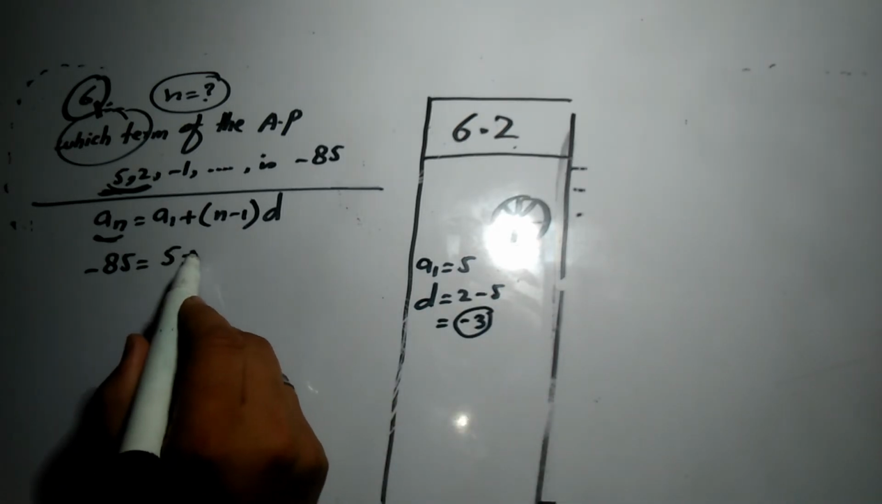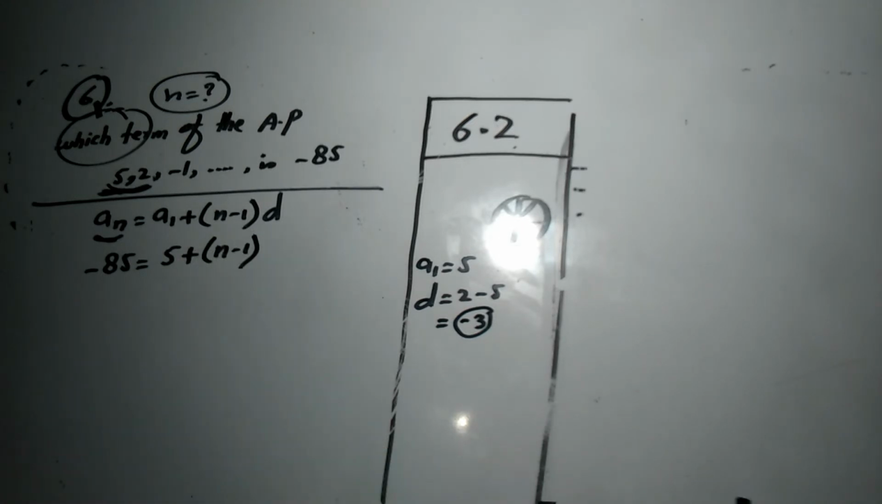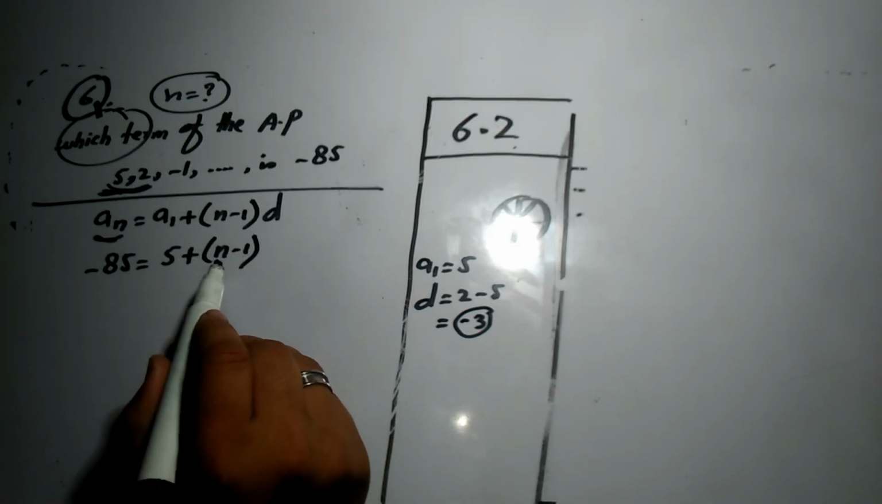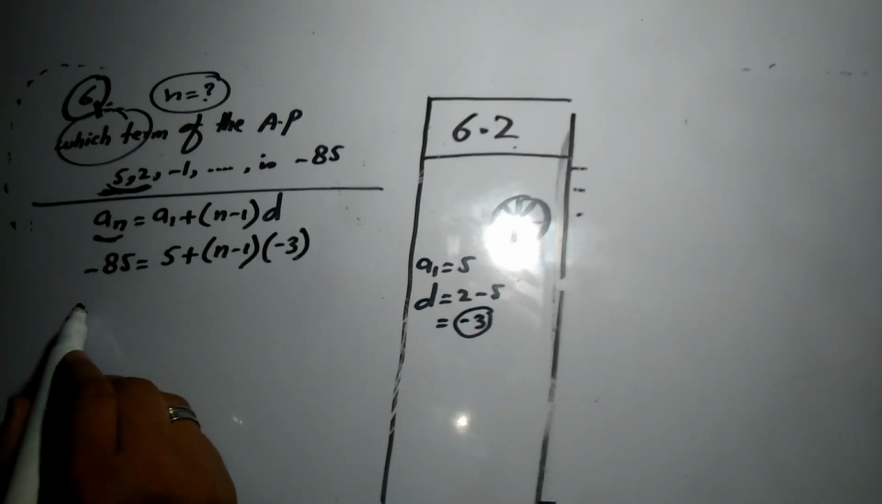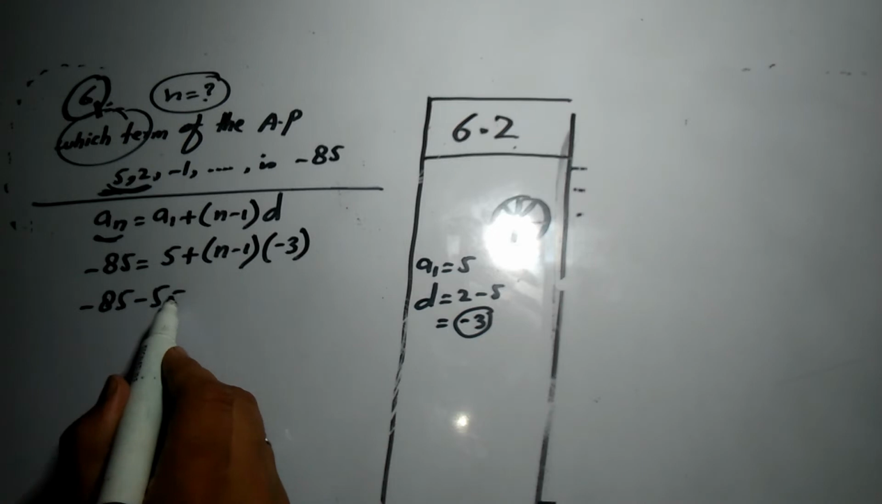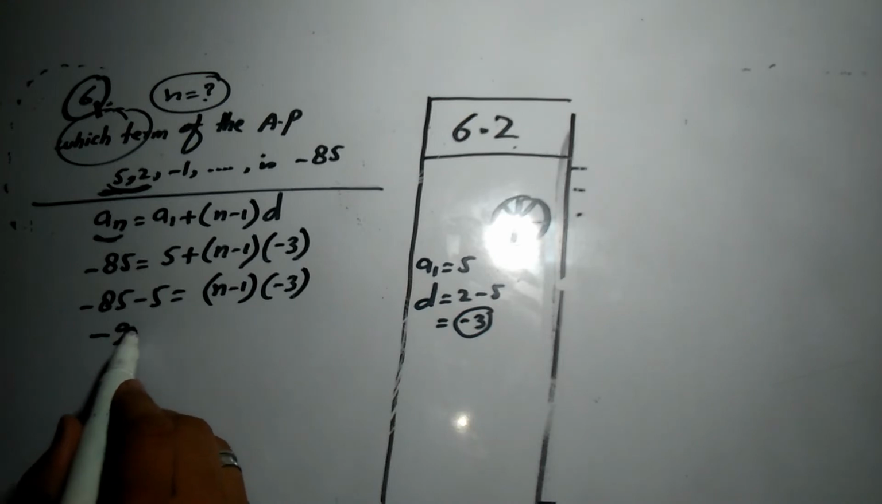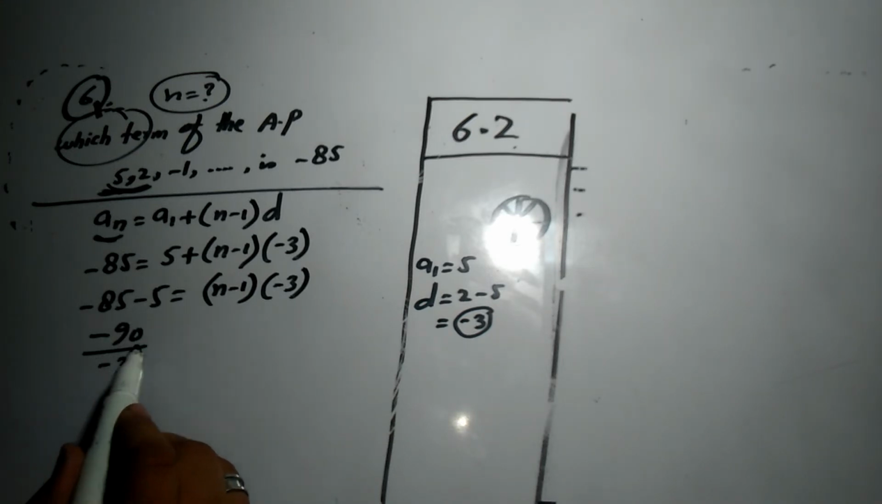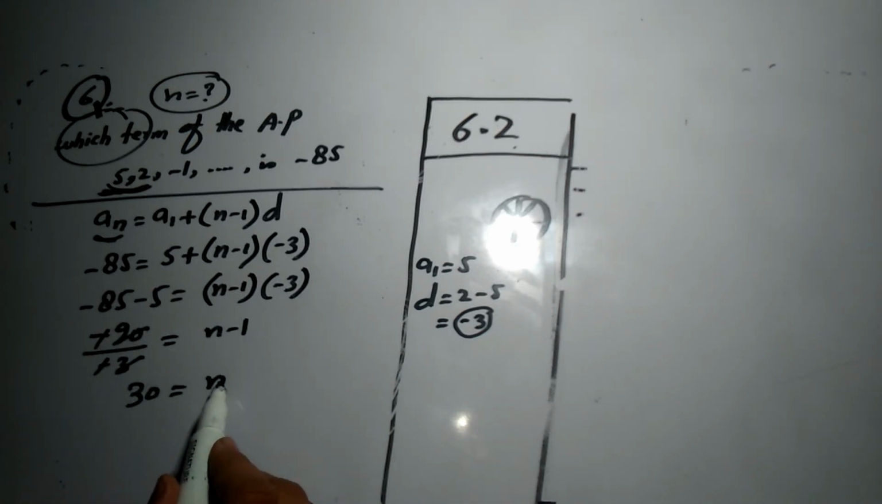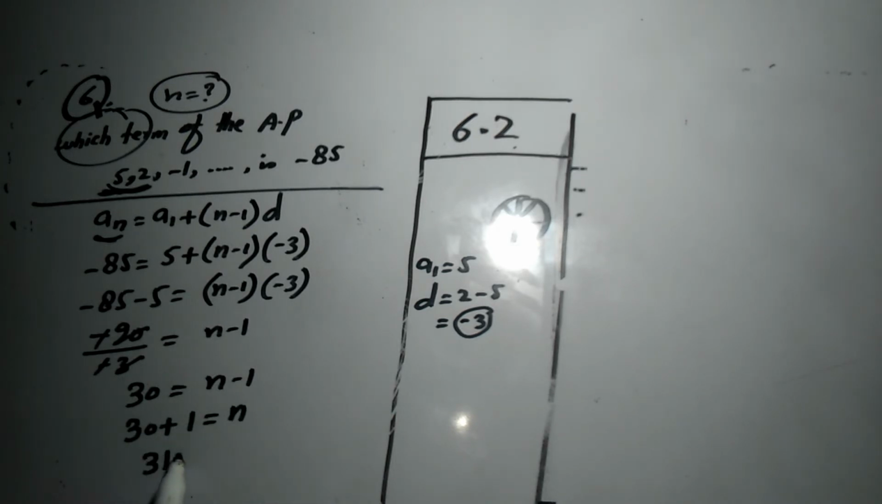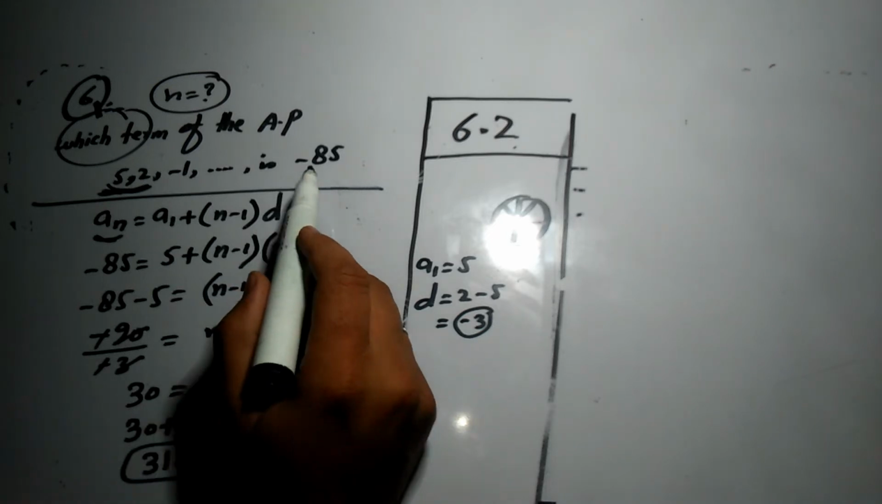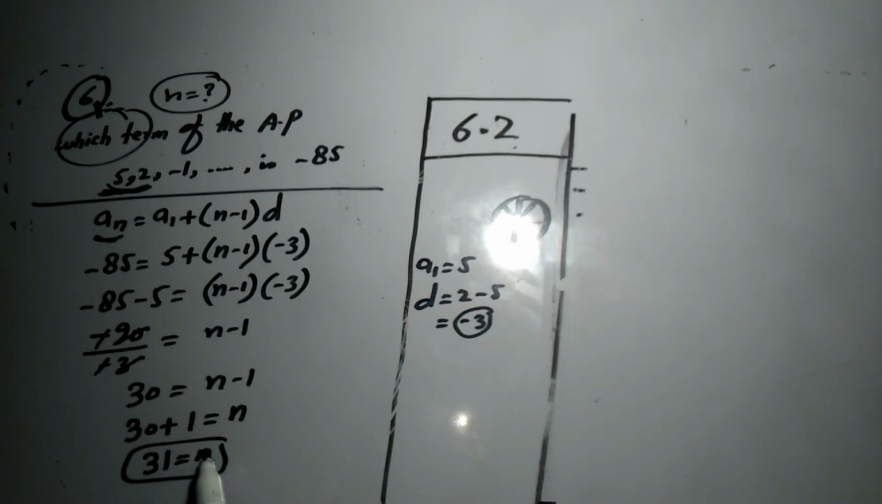So an, minus 85, is equal to 5 plus n minus 1 times d, so d is equal to minus 3, minus 85 minus 5 will be equal to n minus 1 times minus 3. So this will be equal to minus 90 divided by minus 3 is equal to n minus 1, so this will be equal to 30 is equal to n minus 1, so 30 plus 1 is equal to n, so 31 is equal to n. So minus 85 is the 31st term of the arithmetic sequence.